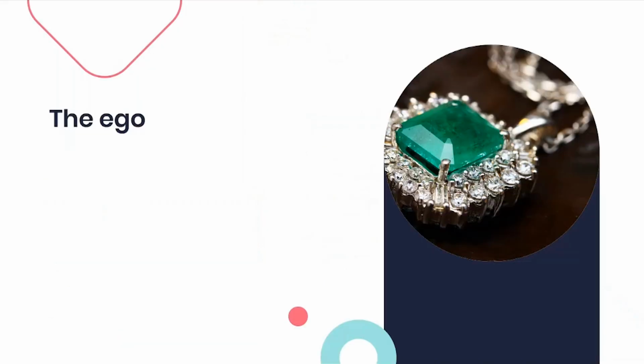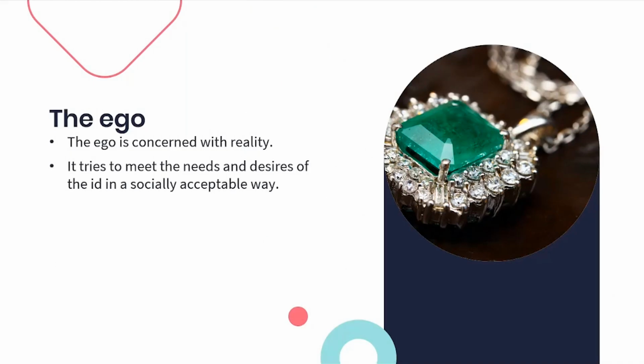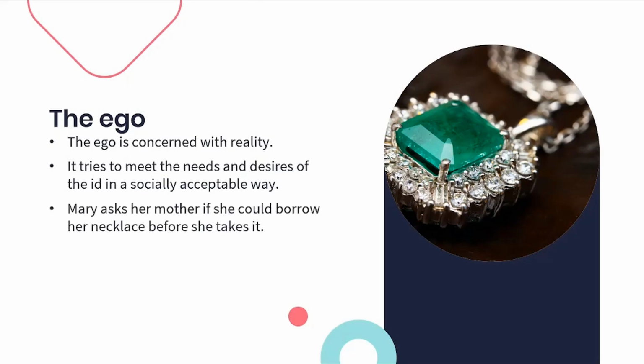The ego deals with reality. The ego tries to meet the needs and desires of the id in a way that is socially accepting to the world. An example of the ego operating includes Mary wanting to borrow her mother's necklace, but she knows her mother will be very angry if she takes the necklace without asking, so she asks her mother to borrow her necklace before taking it.